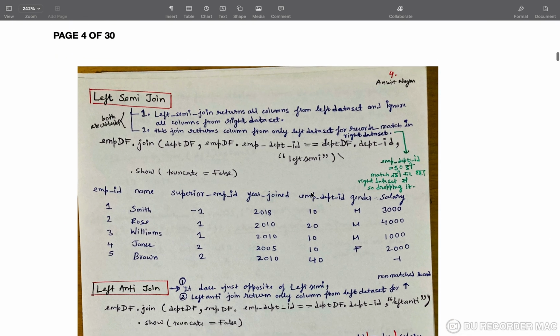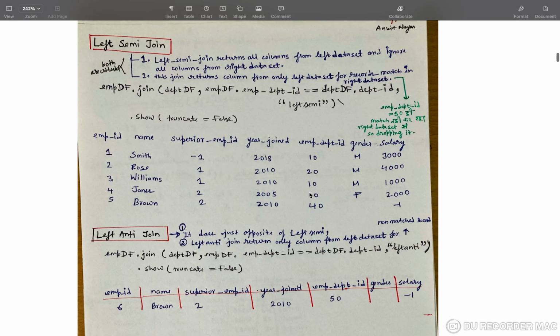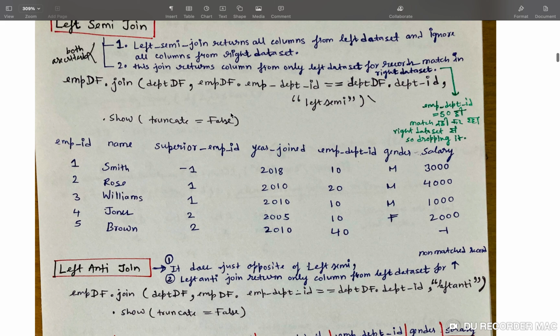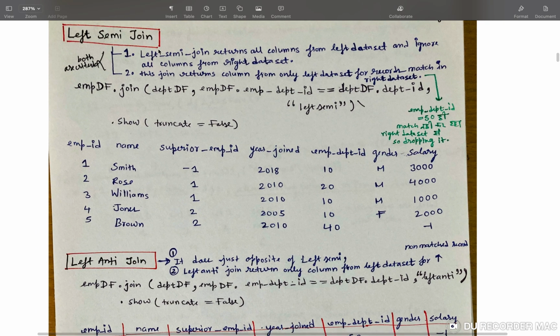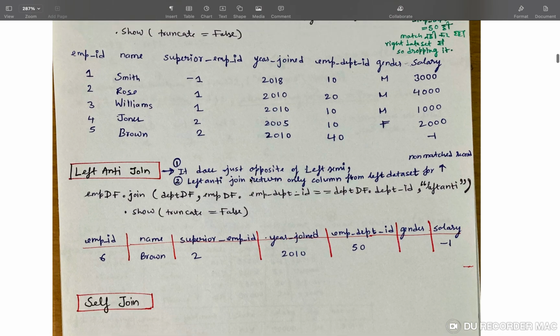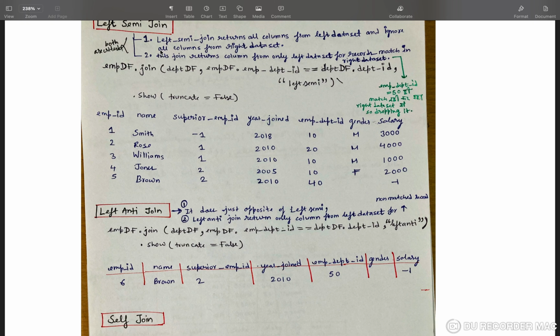So you can easily understand this, right? 50 वाला हटा दिया इसने, as it is saying from the second condition that this join returns columns from the left data set for records that match in the right, because 50 वाला right data set में मतलब dept data frame में नहीं मिला, right? So it is removing that. So left anti join, if you are able to understand the left semi join, it is very similar to that. Let us see the conditions here.